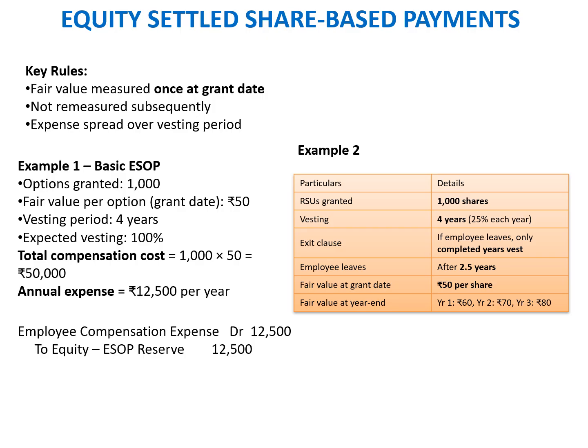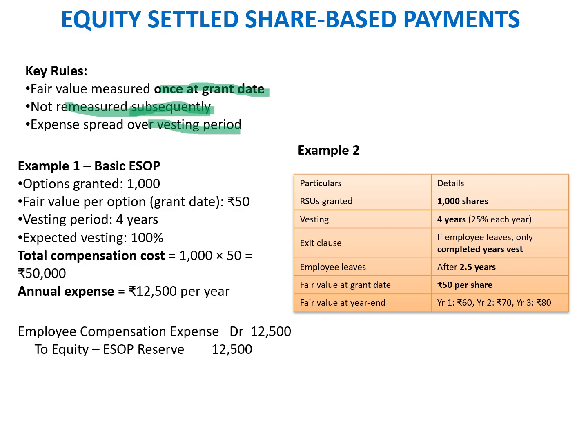Okay, now we are going to explain this concept of equity settled share-based payment with examples. So let's have a look at the example so that we are absolutely clear how this accounting happens. So key rules are: fair value measured once at the grant date, not remeasured subsequently. So again, I'm reiterating the points. It has to be only once, and there is no subsequent remeasurement. The accounting happens basis the vesting period, expense recognized over the vesting period.